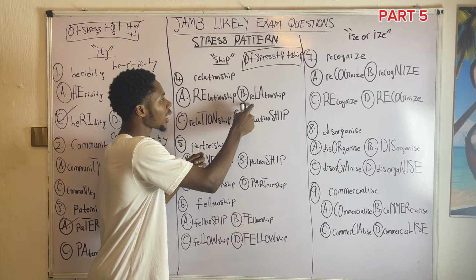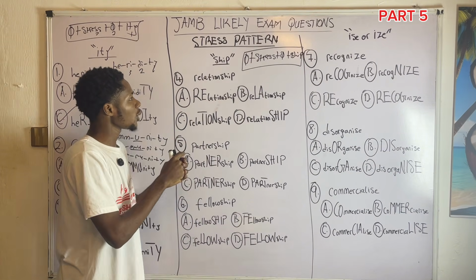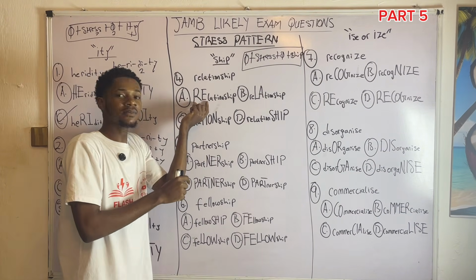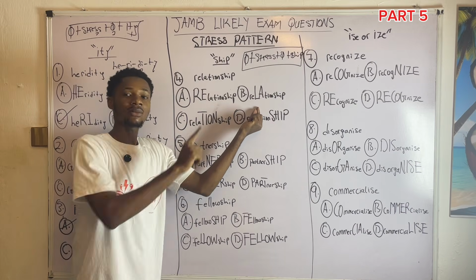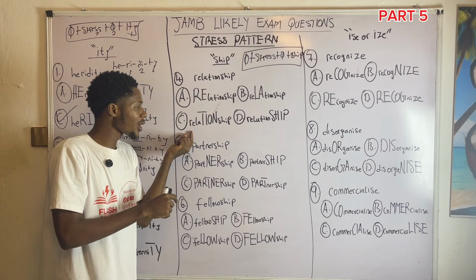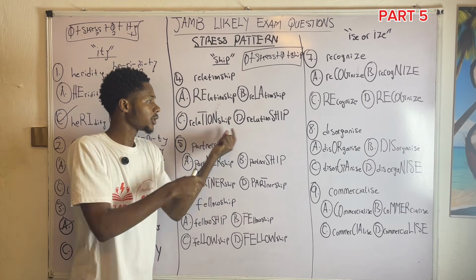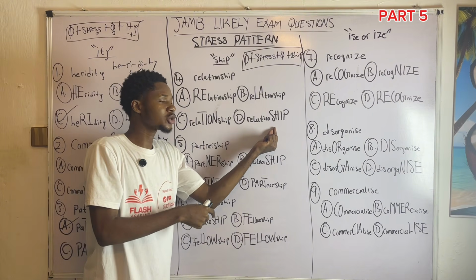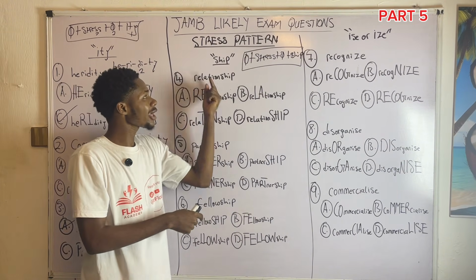Okay, which of these options will be correct? We have re-LA-tionship, relation-SHIP, and option C, and option D. So the third syllable from the last.